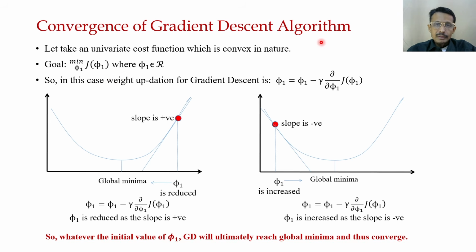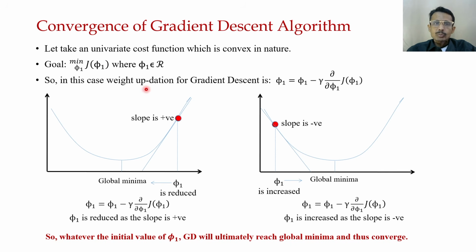Okay. Now, given this gradient descent setup for the linear regression algorithm, can we ensure that it will always converge? What we understand is that our cost function is a convex function. Now we again take a univariate cost function that is convex in nature, just to understand. The goal is the same: we have to find the phi 1 that will minimize the cost.